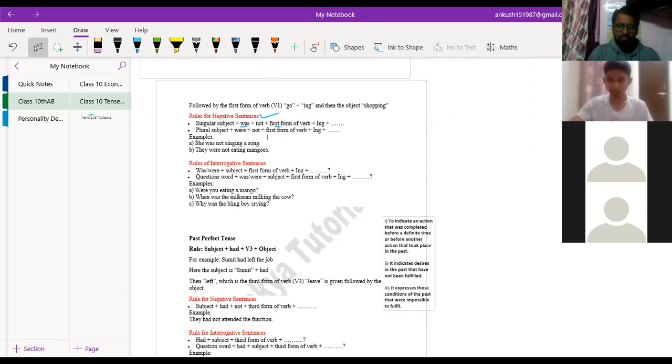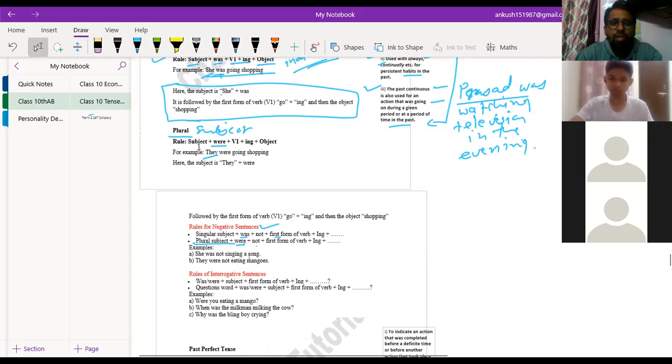Understood? So subject, you have to use the subject first. If it is a singular subject, you will have to use was. And suppose a plural subject is there, you will have to use were, and not is, after the subject and before the helping verb. If you want to make an affirmative or negative sentence, assertive negative sentence, and the affirmative sentence also, you would have to keep the main structure in mind.